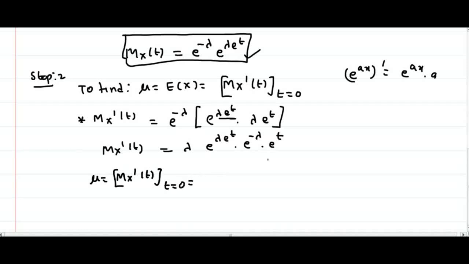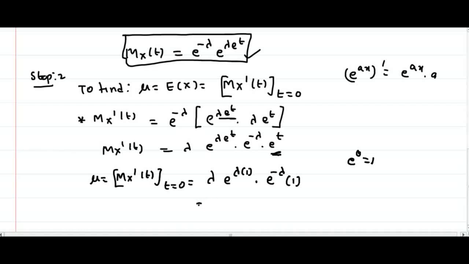So if we substitute t equal to 0 in this equation, we get lambda into e power lambda. Substitute t equal to 0 here, you get what? e power 0 is 1. So here you get 1 into e power minus lambda. Substitute t equal to 0 here, you get e power 0 equal to 1. So we know e power 0 equal to 1.